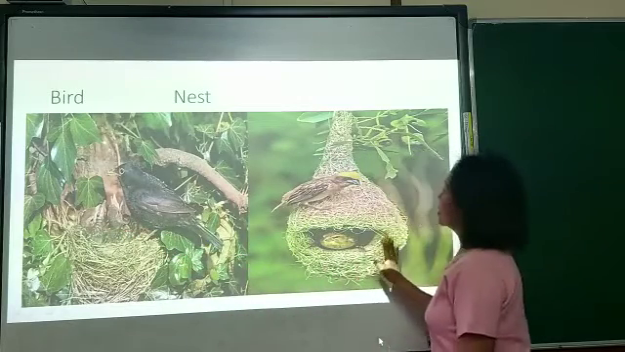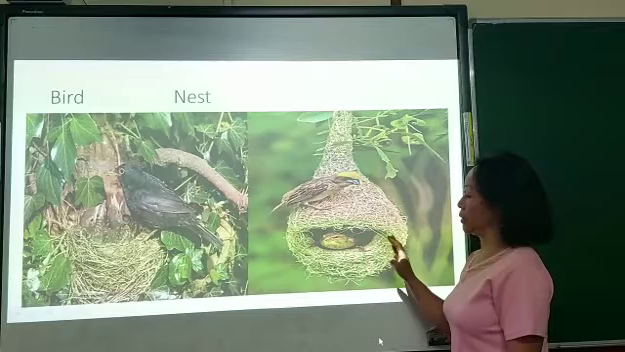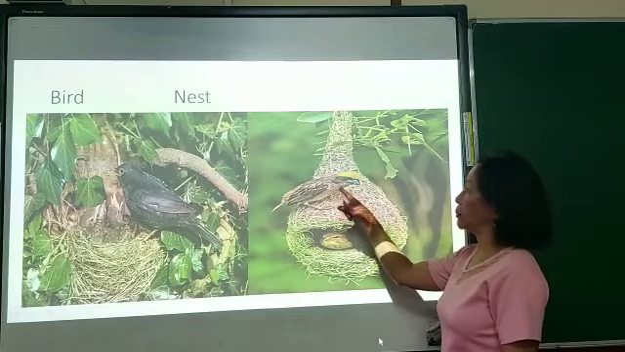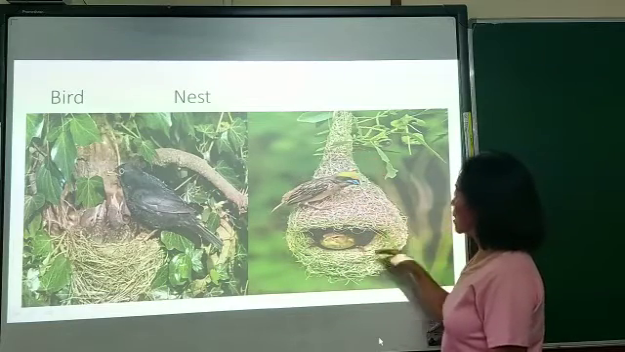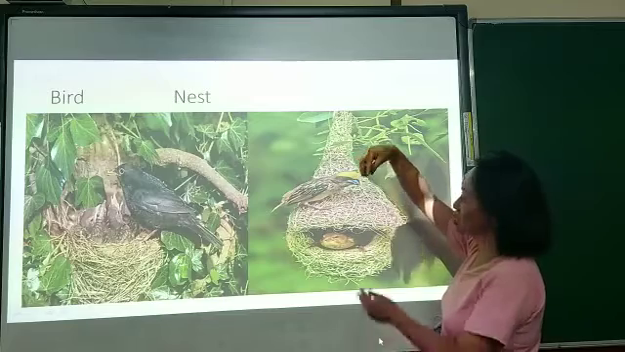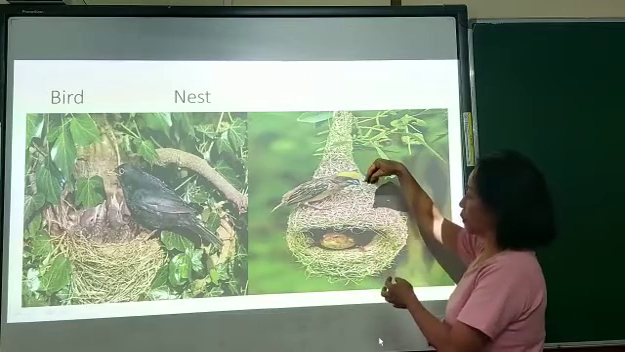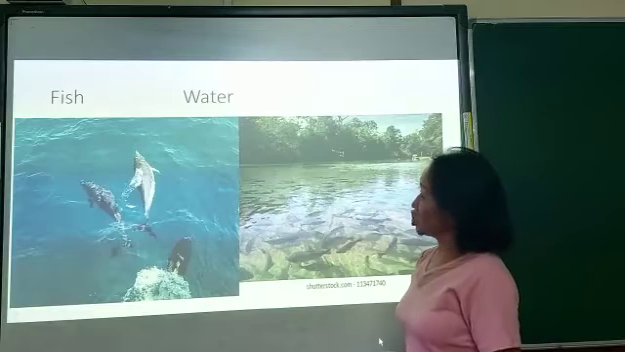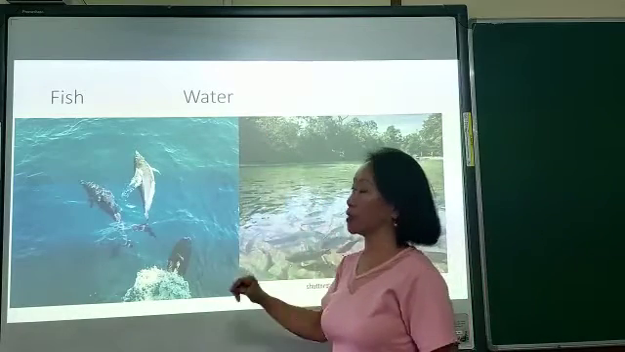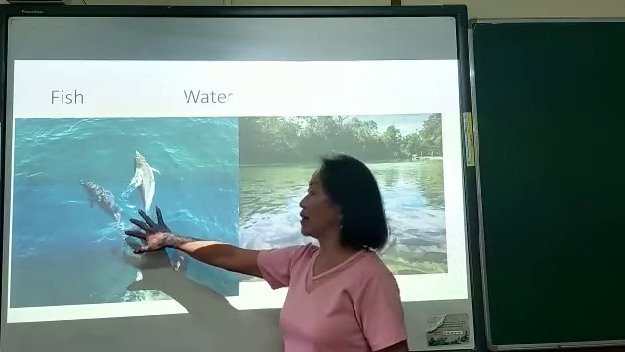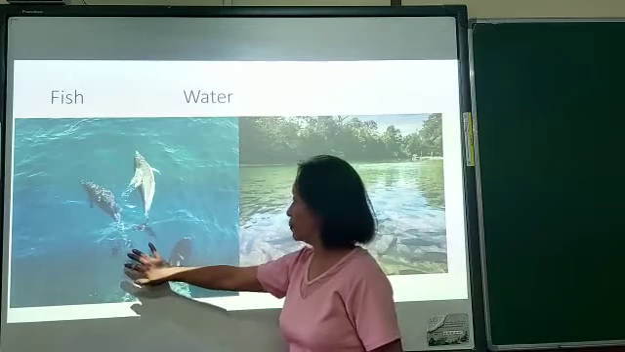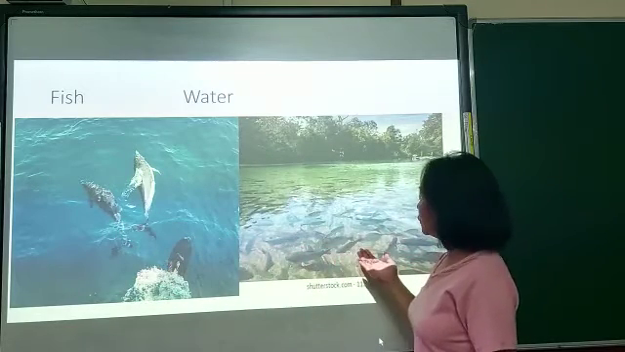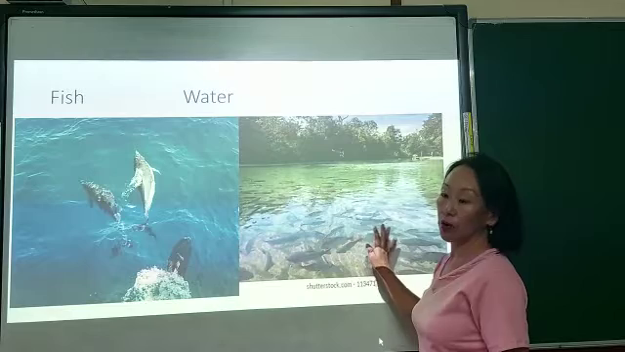And this is the nest of a weaver bird. This bird is called a weaver bird. It weaves the nest like this. See, beautiful, and you see them hanging from trees. So bird, nest. Fish lives in the water. Big fishes, you find them in seas and oceans. And these are other fishes which you find in the rivers.